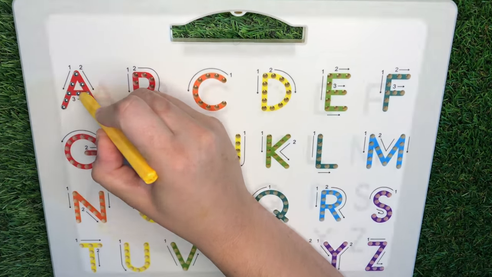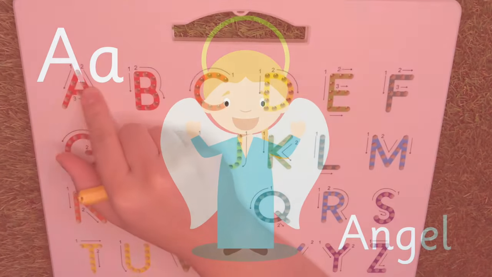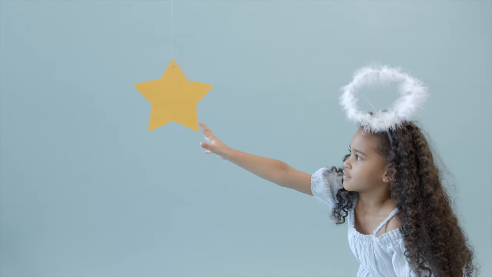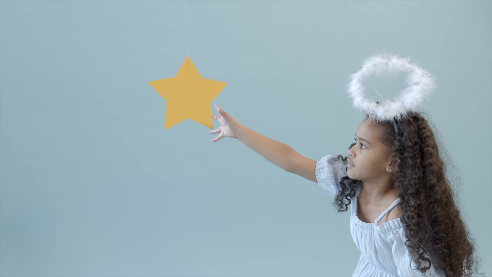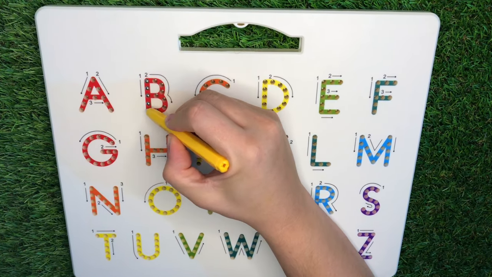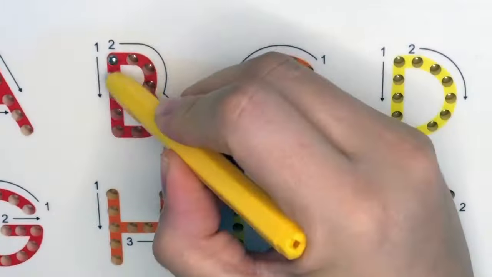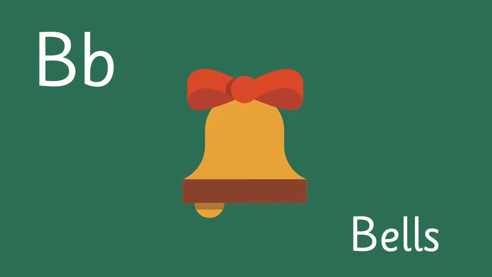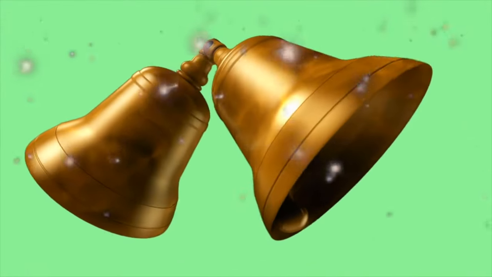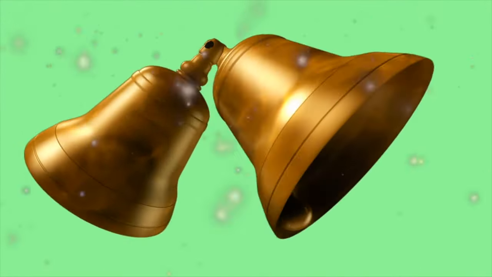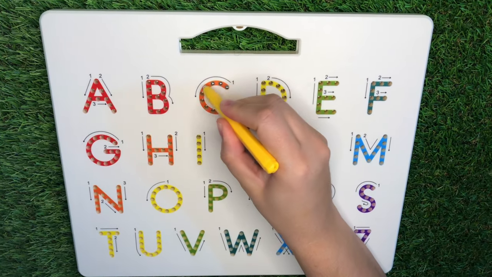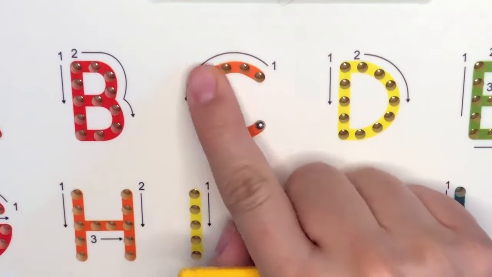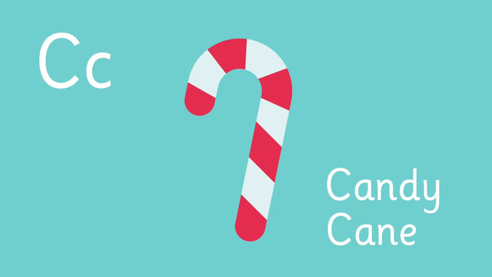A is for angel. Letter B is for bells. What about C? C is for candy cane.